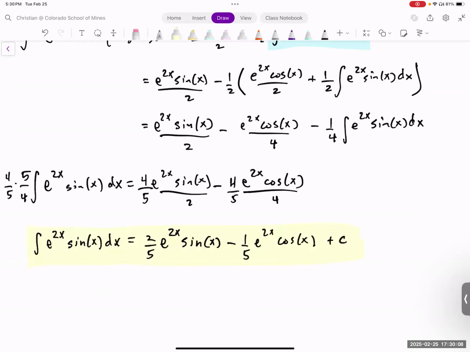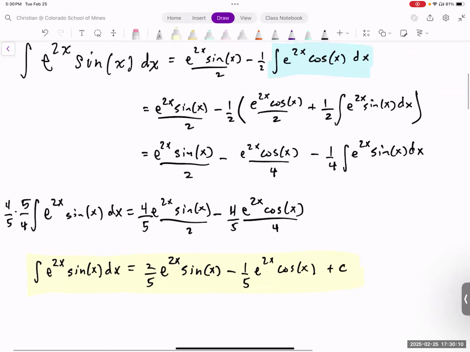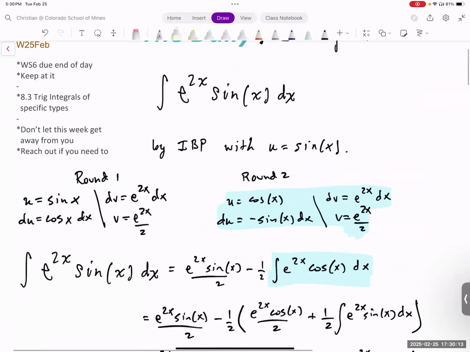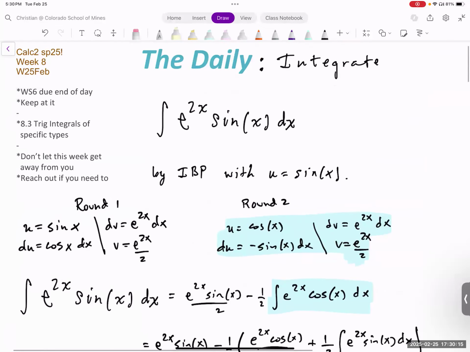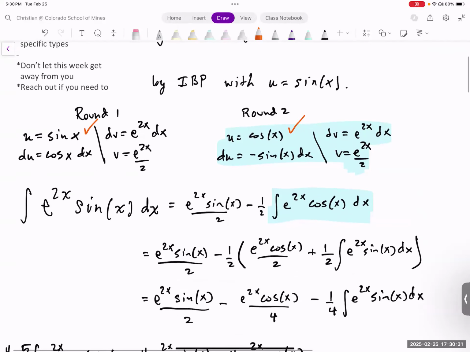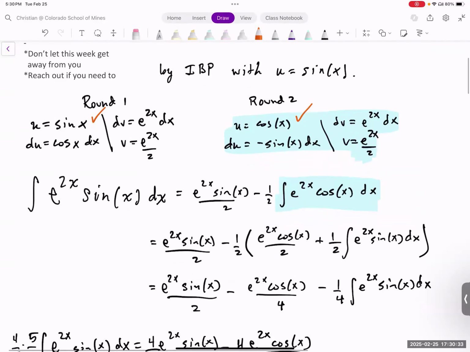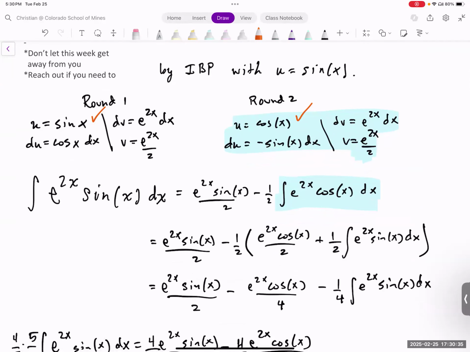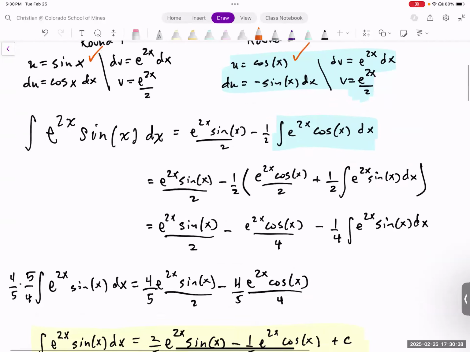Again, that's using the circular integration by parts. It would have worked out just fine if you'd picked u to be the e to the 2x instead of the trig. But again, it uses 2 rounds of integration by parts. With both rounds, you want to stick with the same classification of pick for u. Here we use trig and trig, versus exponential and exponential. If you had switched in the middle, from round 1 to 2, then everything would cancel out. You'd end up right back where you were. All right, let's move on.